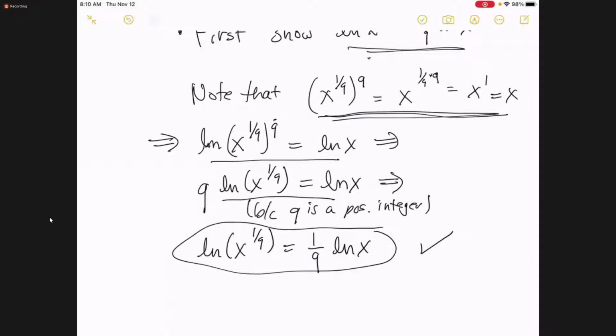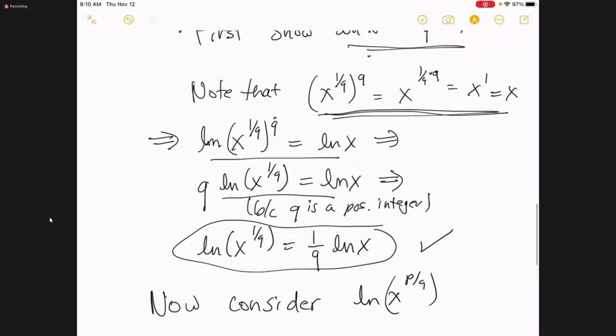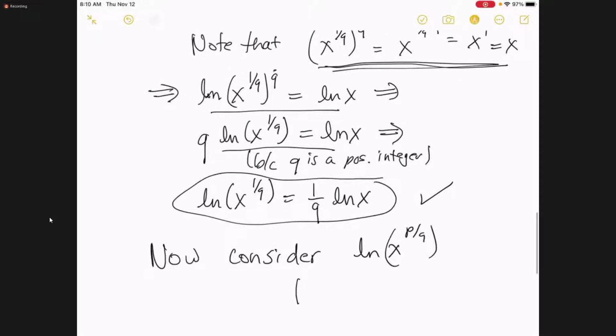If the rule works for 1 over q, now let's consider ln of x to the p over q. And again, p is an integer, positive or negative.